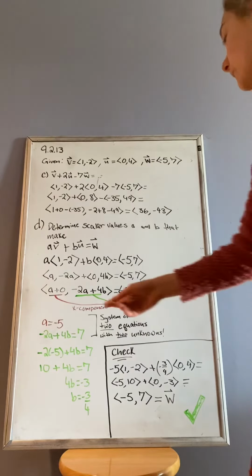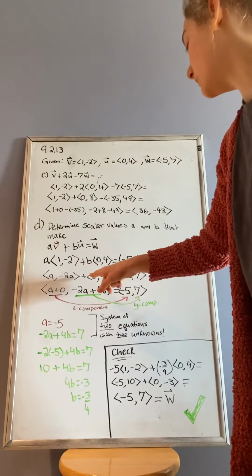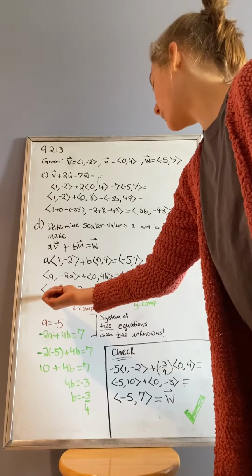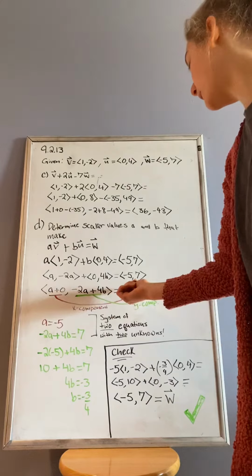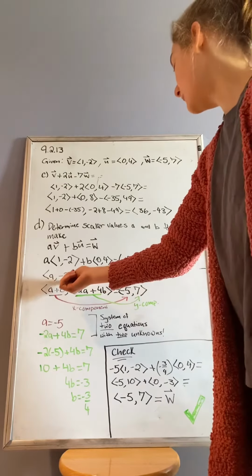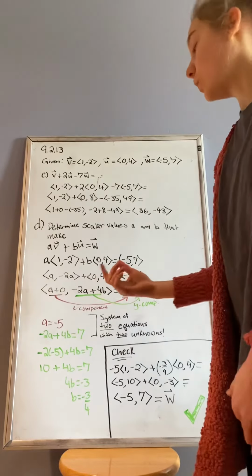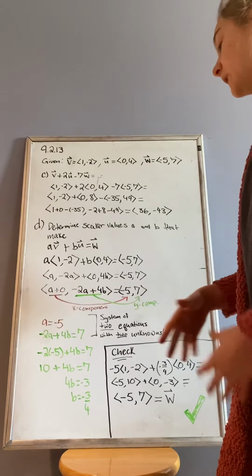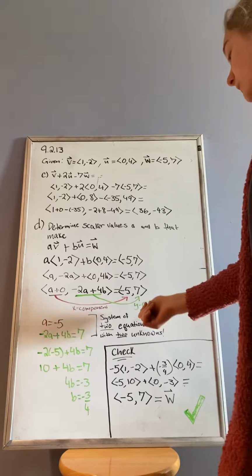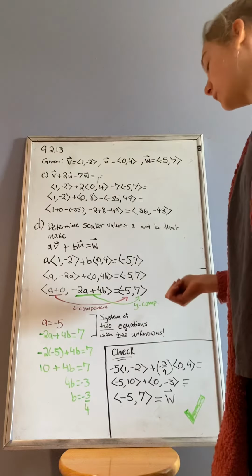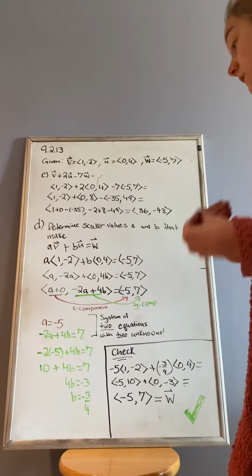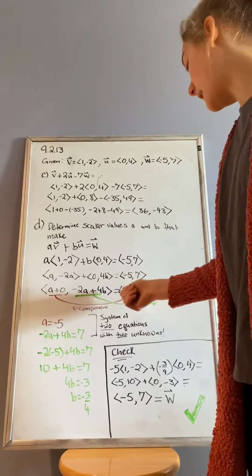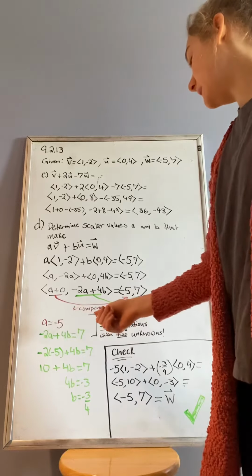So we know then when we go and add these vectors together, this first component here is our x component, and that has to give us -5. And we know that our -2a plus our 4b is our y component, and that has to give us our y component of 7. So now we can turn this into a system of two equations with two unknowns, which means we can definitely solve it. So we have that a equals -5, and our -2a plus 4b equals 7.